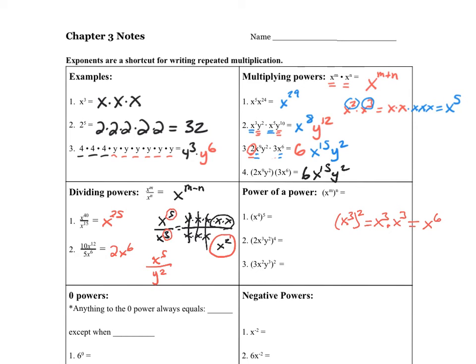I bet you can see the shortcut if you look. How could I get 6 from 3 and 2? Well, I could multiply them. So x to the m to the nth power would just be x to the m times n. So I would multiply the powers together. So number 1, x to the 4th to the 5th power, I would multiply 4 times 5 and get 20.